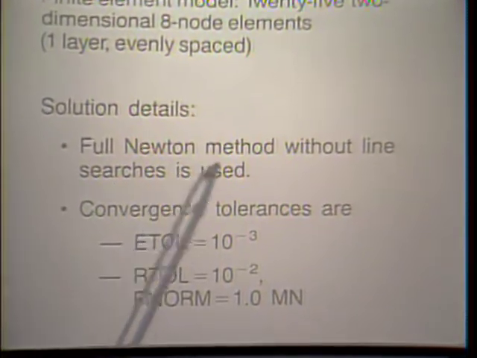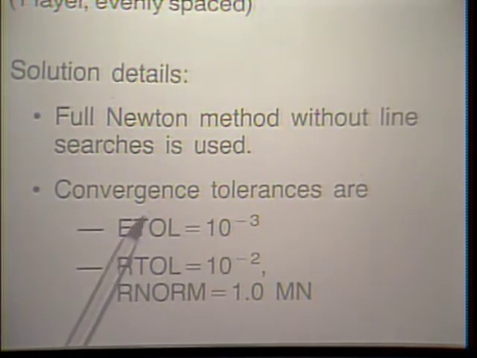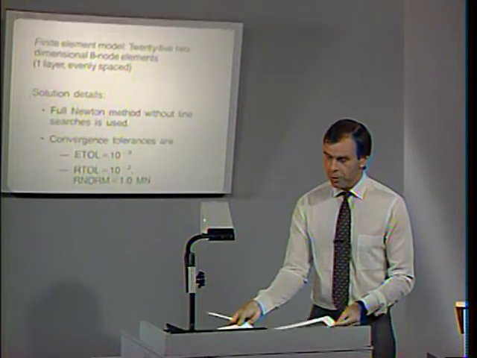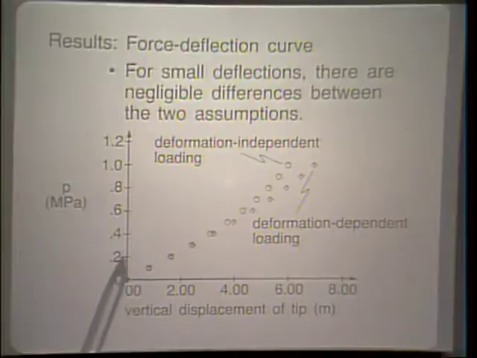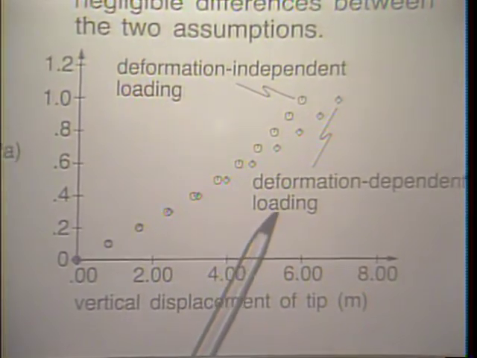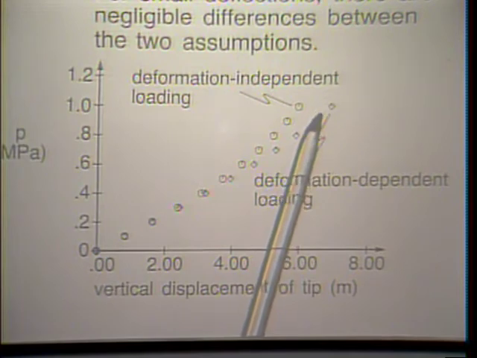We use the full Newton method without line searches, and the convergence tolerances shown here. I should also add that we used 10 steps to the total load that we wanted to reach, 10 equal steps. The force deflection curve is shown on this view graph. For small deflections, down here, there's basically no difference with respect to the assumption of deformation-dependent loading or deformation-independent loading. However, as the displacements become larger, the two curves part from each other, and as expected, the deformation-dependent loading gives larger displacements.